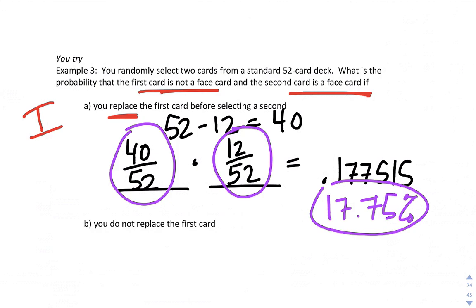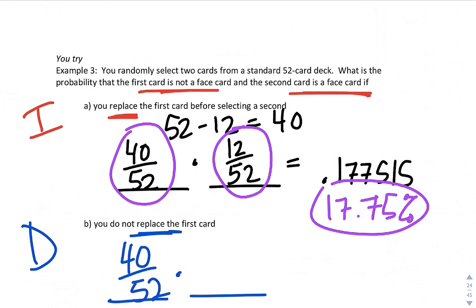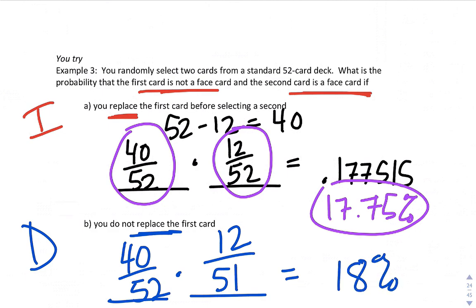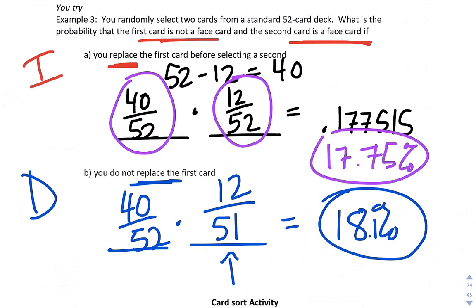All right, the next one: what's the probability that the same thing happens, but you do not replace the first card? If you do not replace the first card, it's a dependent event. Again, we start out the same, 40 out of 52 are not face cards. But now you take out a card, so there's only 51 cards left. The second is a face card, so if you draw a non-face card, there's still 12 face cards in the deck. Again, you multiply, and you get a decimal. I'm going to change mine to a percent right away, so it's about 18.1%. All right, so you have a little bit better probability of that happening if you take out that first card because you have a little bit better chance of getting that face card on the second draw.